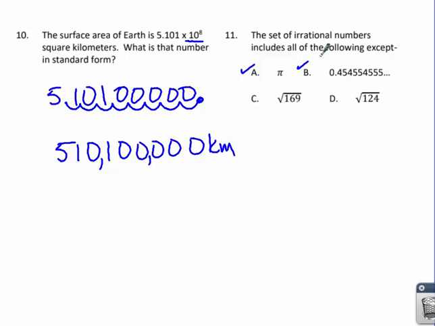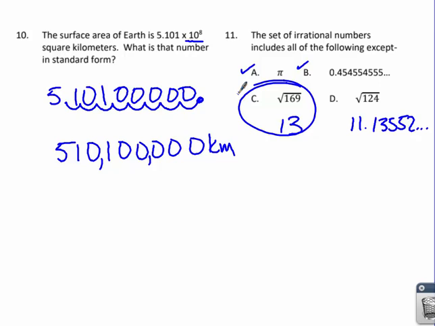Now I told you about 2 weeks ago that if we're looking for irrational numbers, just because it's under a radical doesn't mean that it's irrational. You have to actually type it into the calculator. If you type in C, the square root of 169, you get a nice pretty number of 13. When you type in D, you end up with 11.13552, and it just keeps going. So the one number that is not part of the set of irrational numbers is C.